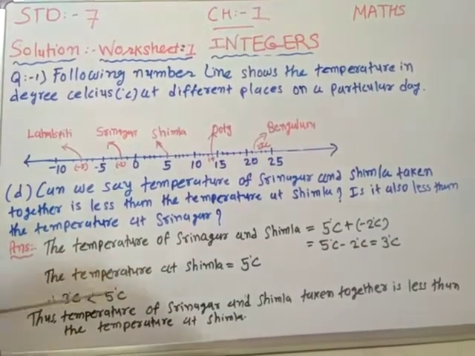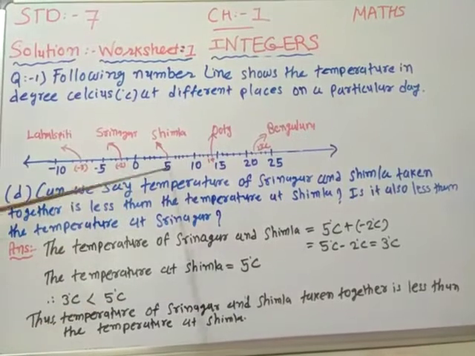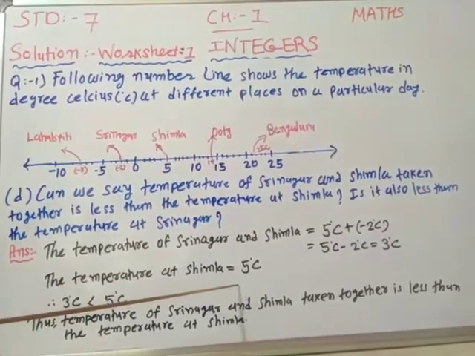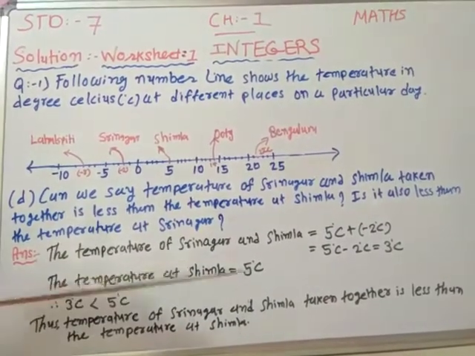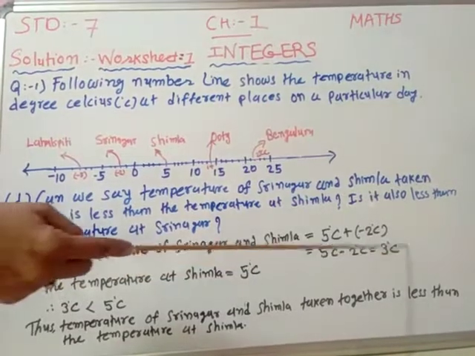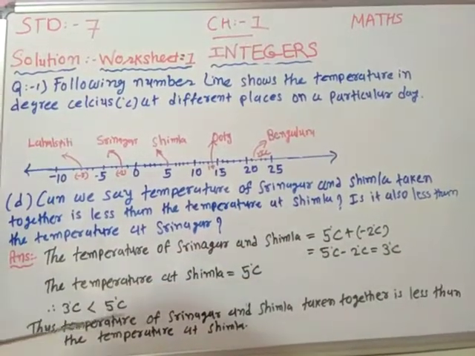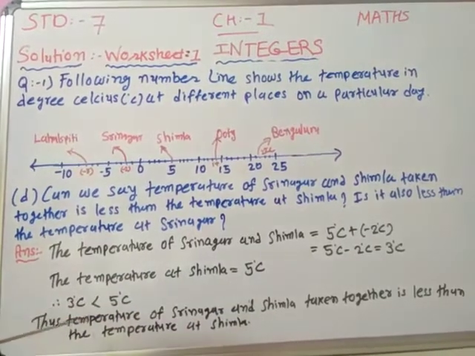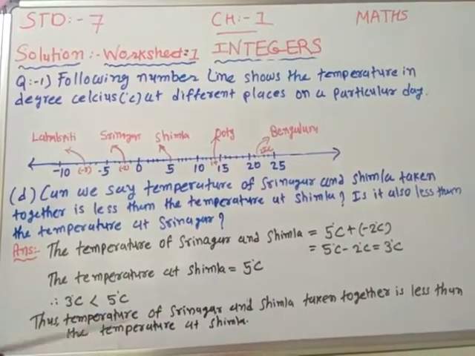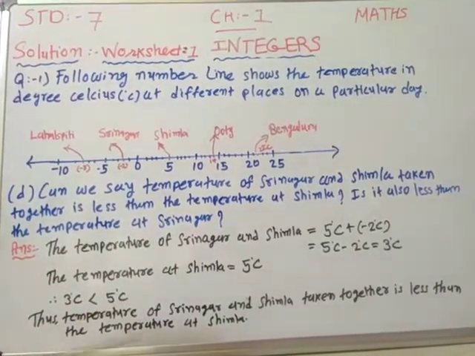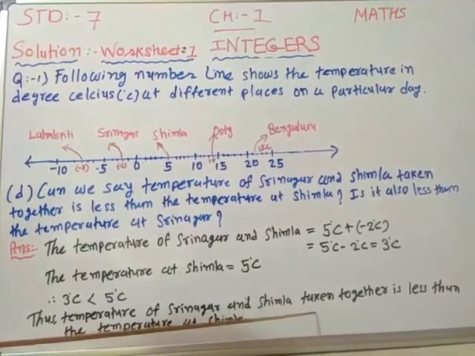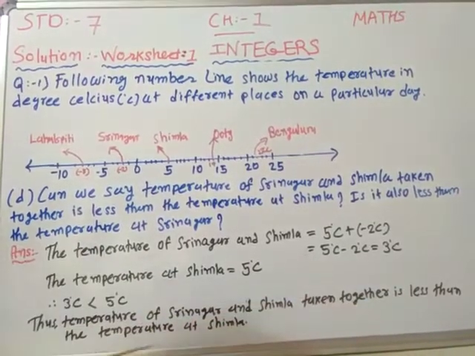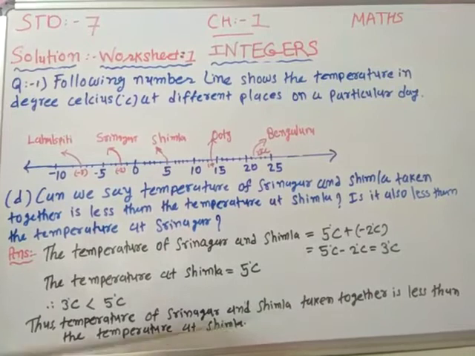Now the temperature at Shimla is 5 degrees Celsius. Now we just have to compare these. The temperature of Srinagar and Shimla together is 3 degrees Celsius and the temperature at Shimla is 5 degrees Celsius. Therefore 3 degrees Celsius is less than 5 degrees Celsius. Thus the temperature of Srinagar and Shimla taken together is less than the temperature at Shimla.